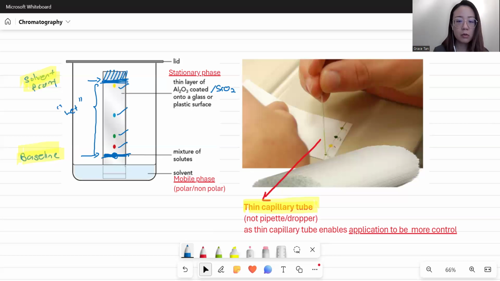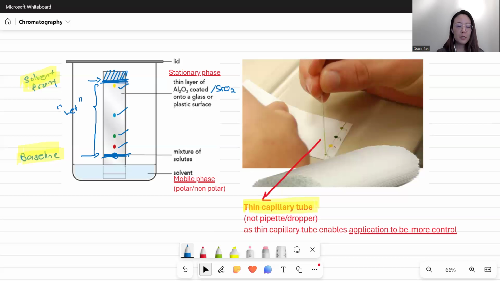Now, please do not go and suggest using a pipette, because at your level, the only pipette you would probably use at A level would be the 25 cm cube volumetric pipette. And please do not use a dropper like what you use to extract out for qualitative analysis. You use NaOH, NH3 to test for cation types. Don't use that, all right? So you cannot use a pipette or dropper.